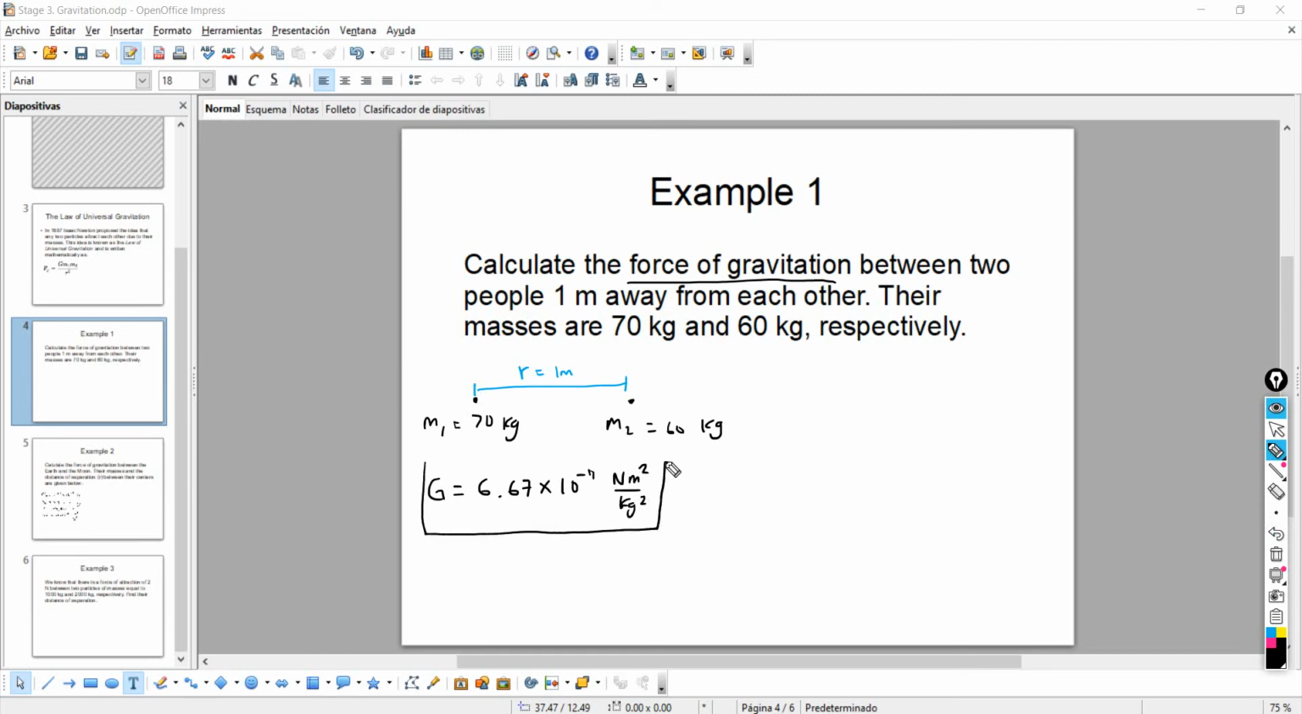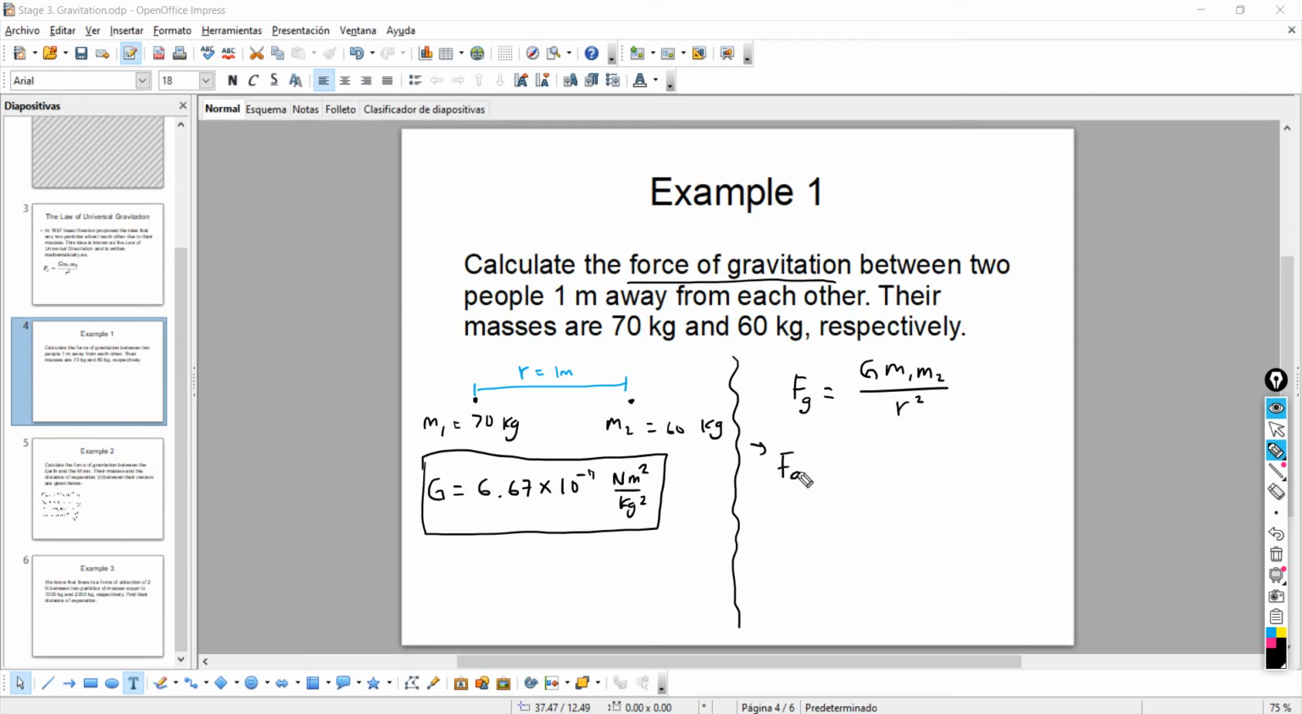This constant will also be given to you always in the exams, in the problems, etc. So you don't need to memorize this. Okay, so what else do we need? We need the law of gravitation that says that the force of gravitation between 2 particles is equal to the constant of gravitation, G, times the multiplication of their masses over the distance of separation, R, to the square. And basically, guys, all we need to do is substitute the information that I have discovered in this part of the problem in my formula.